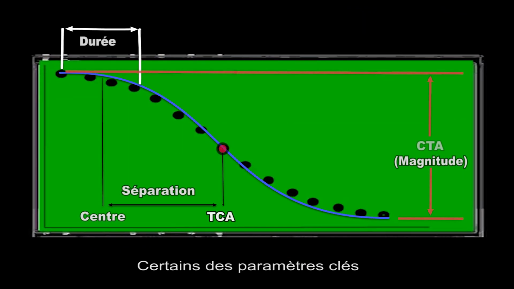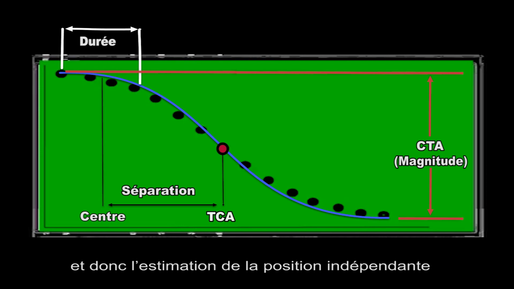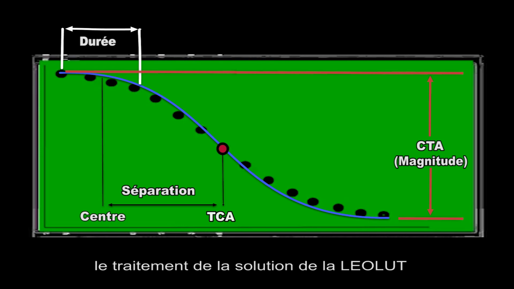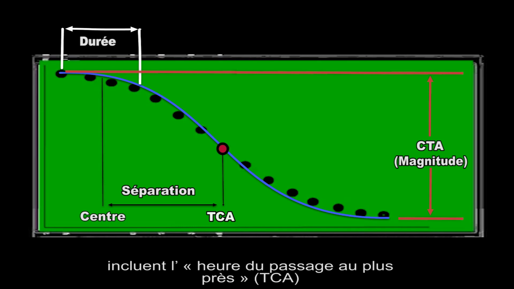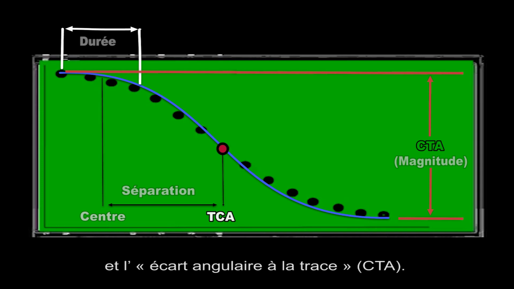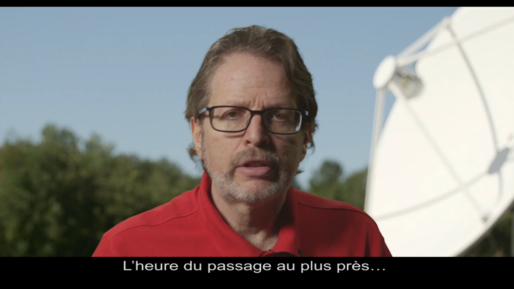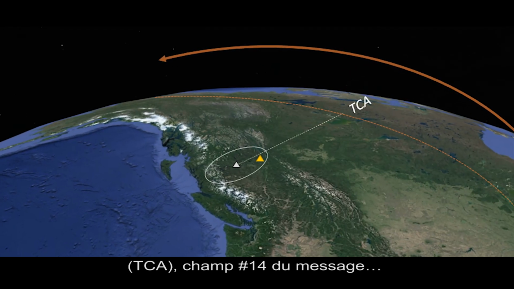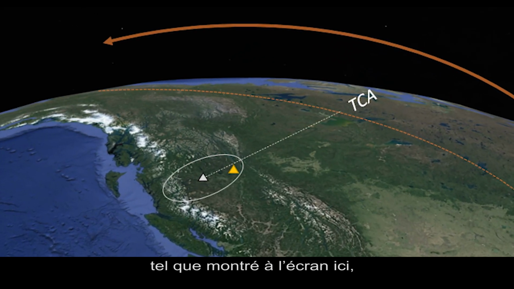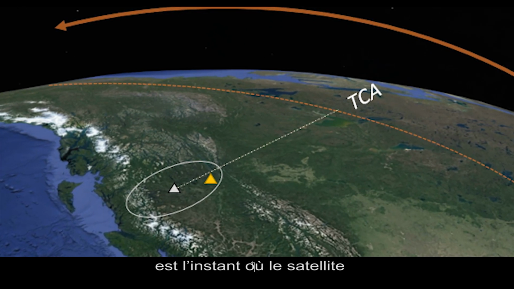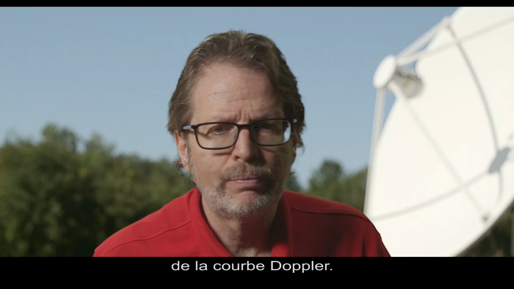Some of the key parameters that are used to define the Doppler curve and the independent position estimate that is generated by the LEOlet solution processing include time of closest approach, TCA, and cross-track angle, CTA. The time of closest approach, TCA, message field number 14, shown on the screen here, is the time when the satellite passes closest to the beacon, which is identified using the inflection point in the Doppler curve.